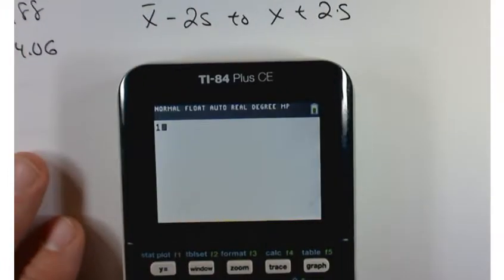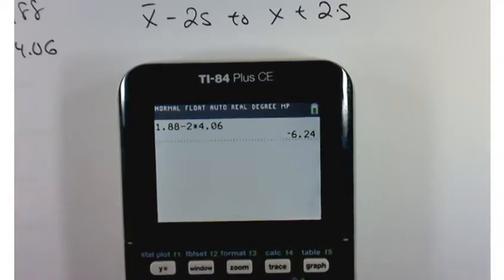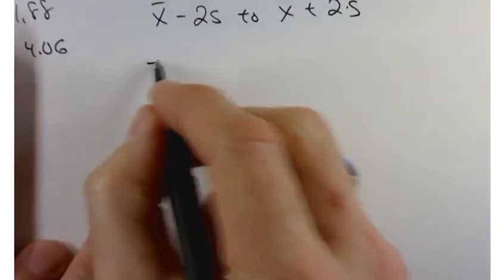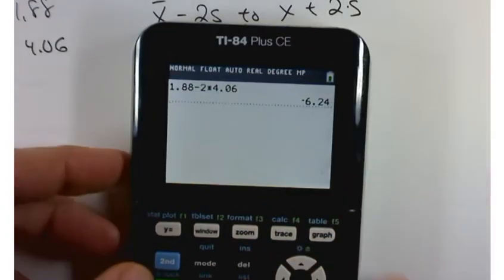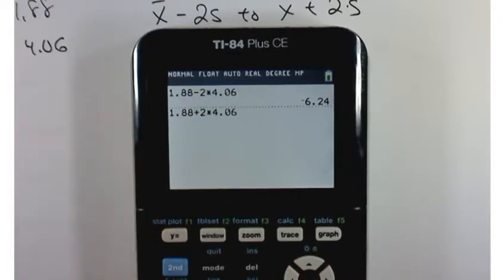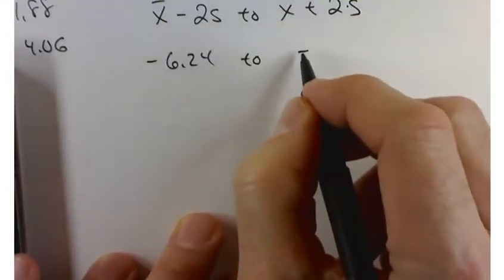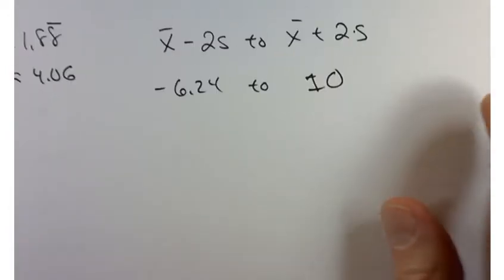So it's going to be 1.88 minus 2 times 4.06. Oops. 2 times 4.06. So that's going to be the lower end of what's typical. Negative 6.24. If I want the upper range, I got to repeat that calculation. So I'll just go back and do that. And the upper range is 10. So from negative 6.24 to 10.